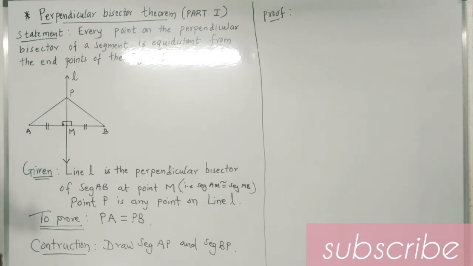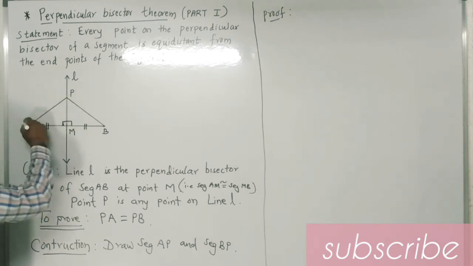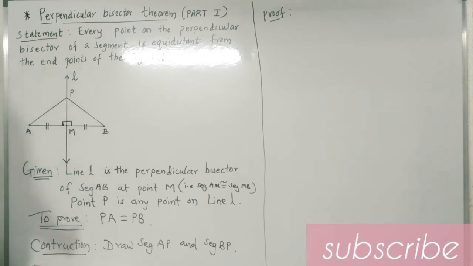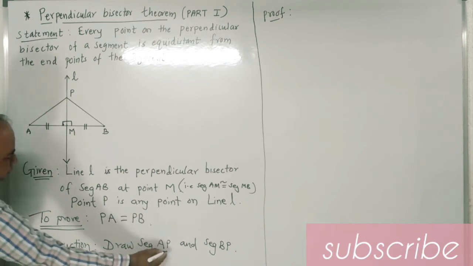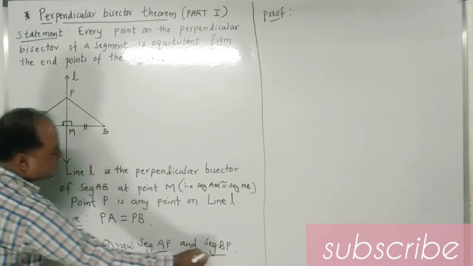We have to prove this. So draw and join AP and PB. This is the construction. The construction part is: draw segment AP and segment BP.